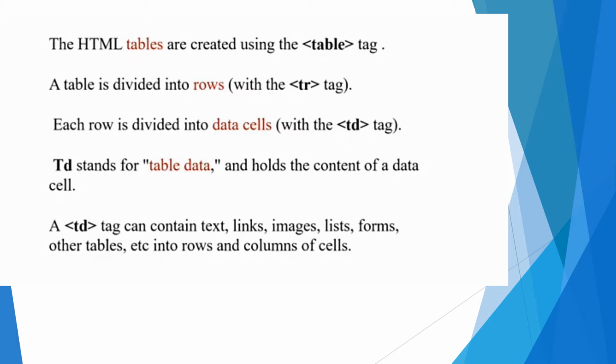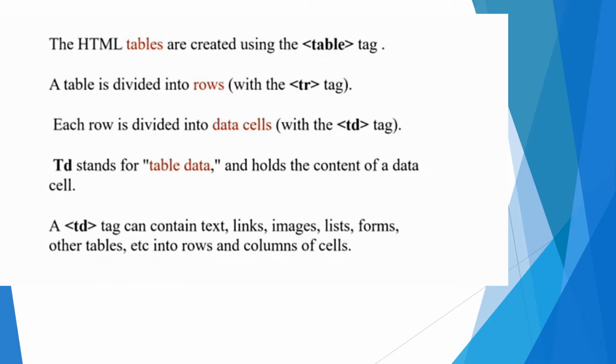The HTML tables are created using the table tag. A table is divided into rows. Rows are created using the tr tag. Each row is divided into data cells or columns. We can create these data cells using the td tag. Here td stands for table data.